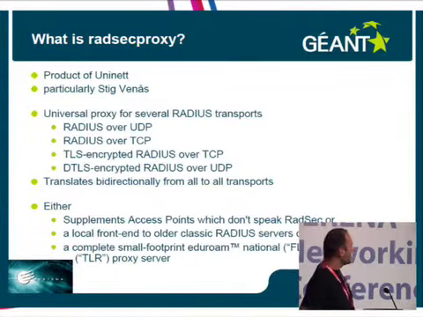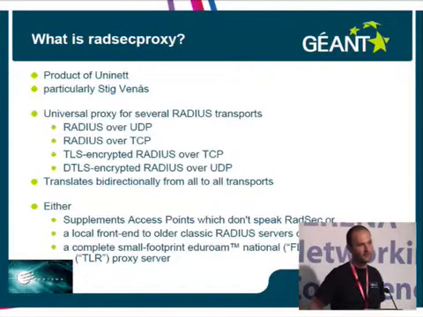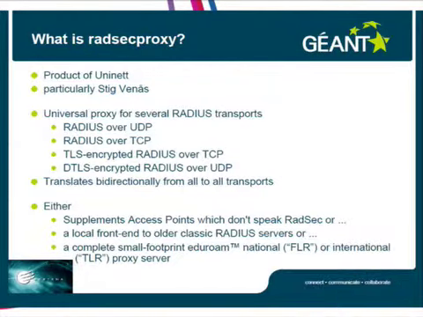So, what is it in the first place? It's a piece of software. It was produced by Uninett within the JRA5 effort in GN2. And I have to say a big thank you to Stig Venaas. As I've learned, the A is actually pronounced as an O. For doing really the bulk of the work. He has almost single-handedly written this piece of software. Unfortunately, he cannot be here today.